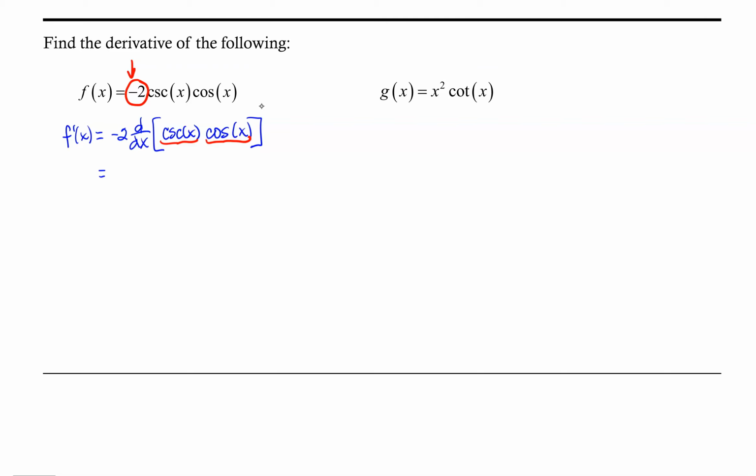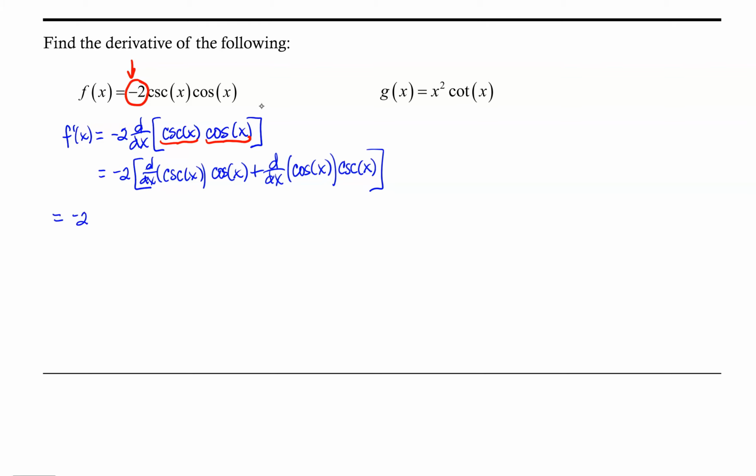So we end up with -2 times the derivative of the first function, that's the cosecant function, so derivative of cosecant, times cosine of x, plus the derivative of cosine of x, times cosecant of x. So that's what our product rule will look like. Let's go ahead and implement these derivatives.